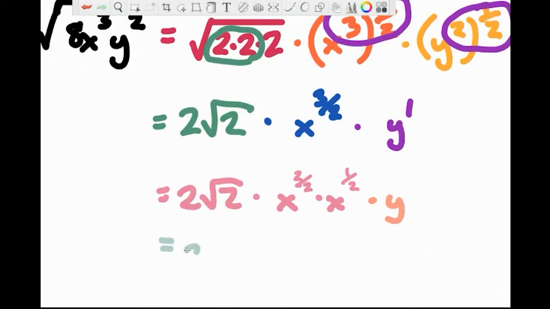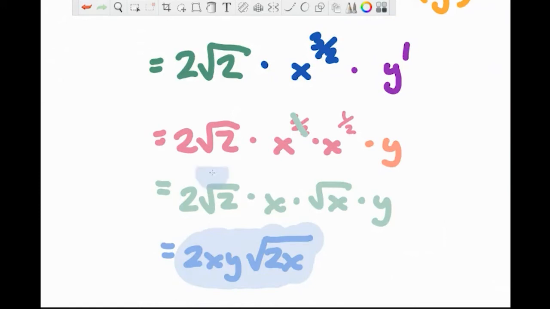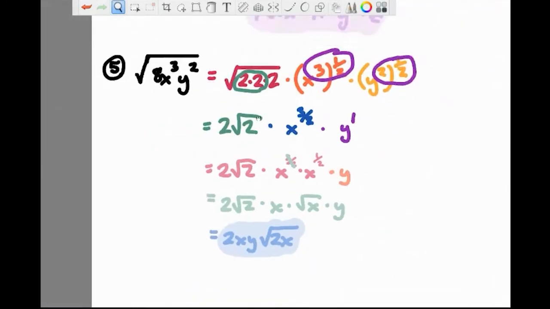Okay, this is going to be 2 root 2 times x, because this is just x to the 1st, times the square root of x times y. And there's only one more step, and that's combining the square roots to one square root. So it's going to be 2xy times the square root of 2x. And this would be the final answer. I don't care about the order of this. I just care that these square roots are together and that everything is simplified completely. Questions on this?